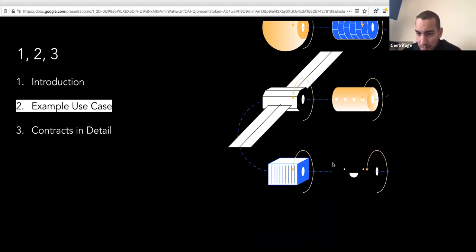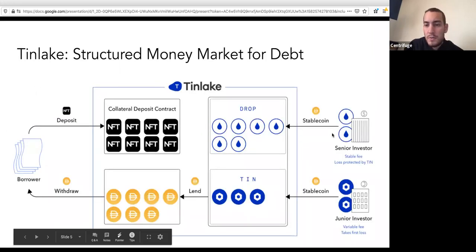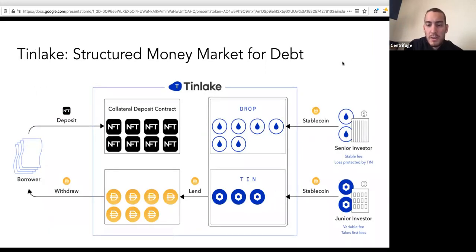Then a question: what happens upon Tinlake bankruptcy? Let me go back to use this example here. There are two different places where you can have a bankruptcy. You can have one single NFT go bad. Let's say you have a dozen invoices in here and one particular buyer is not paying back.